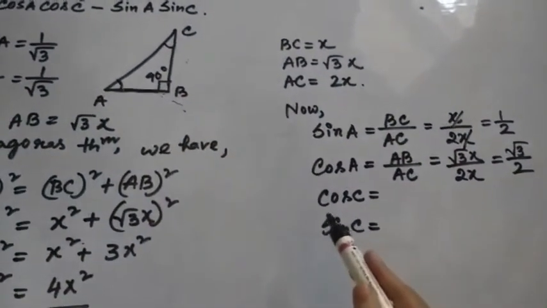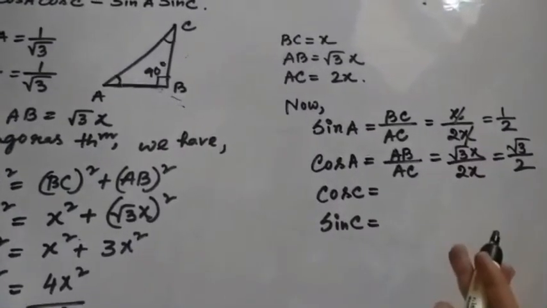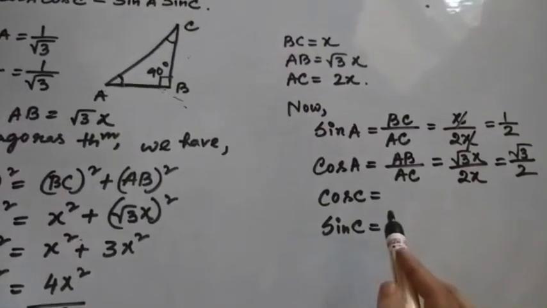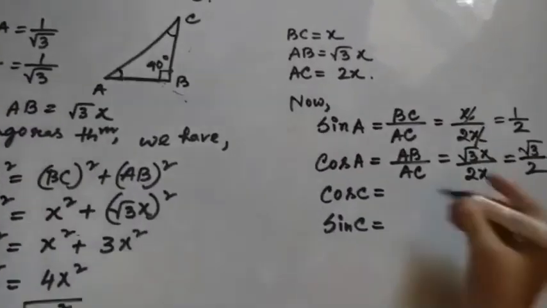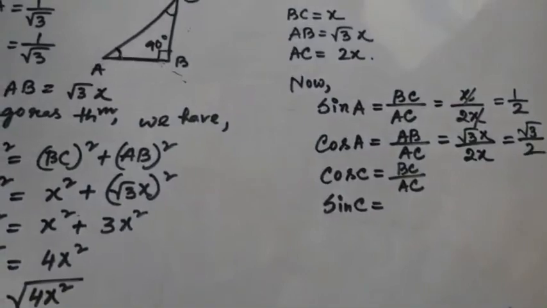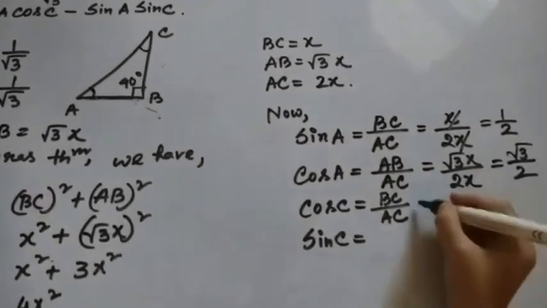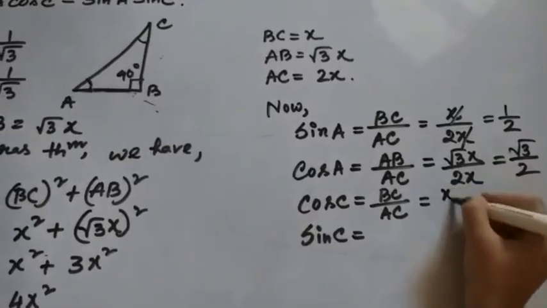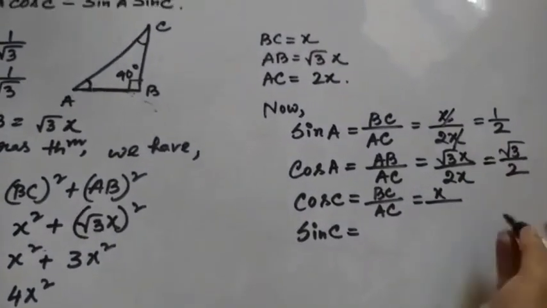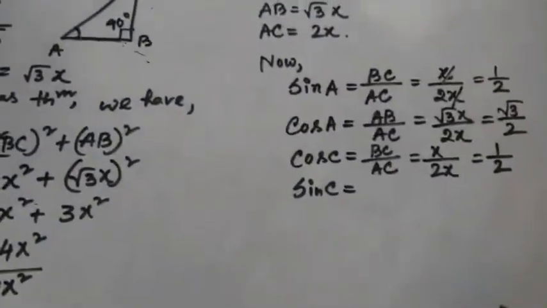So now the value of cos C will be base by hypotenuse, the formula is same, but according to angle C, the base will be BC. So base by hypotenuse, hypotenuse will be same. So BC by AC. So what is the value of BC? BC will be x and AC will be 2x. So this is 1 by 2, right?